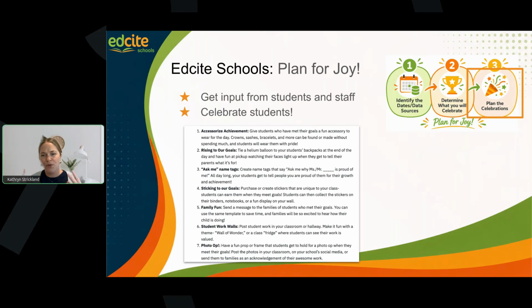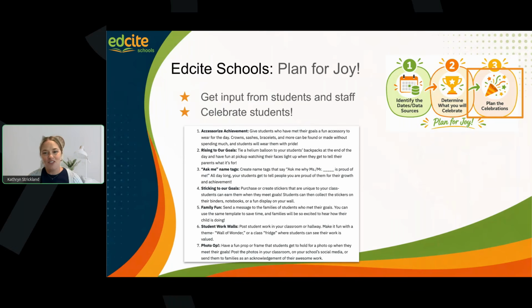I'll just name two more real quick. One, sticking to our goals. I've seen teachers almost like football coaches where they get stickers for their helmet when they have a touchdown or a sack or whatever. They'll have stickers that are specific to their class. And when kids meet certain goals, they earn that sticker for their binder or maybe for a wall in the classroom where they're collecting their stickers. And it just shows over time how many goals a student has met. So that one can be really fun, especially if you're more of a sporty teacher or a lot of your kids like sports, you can make that connection for them.